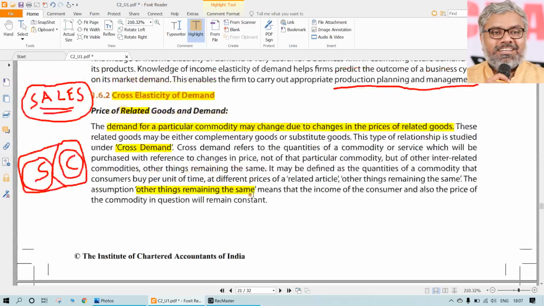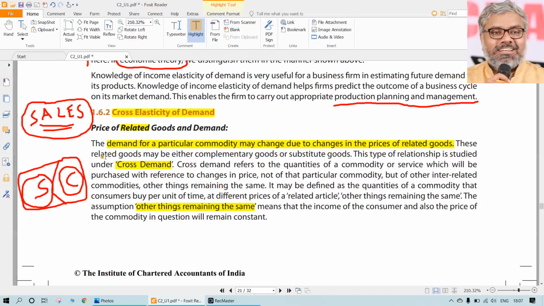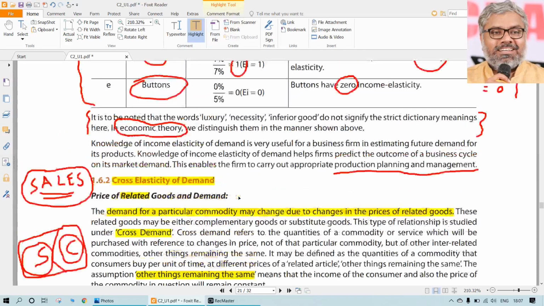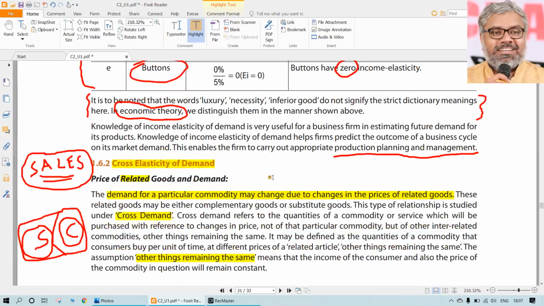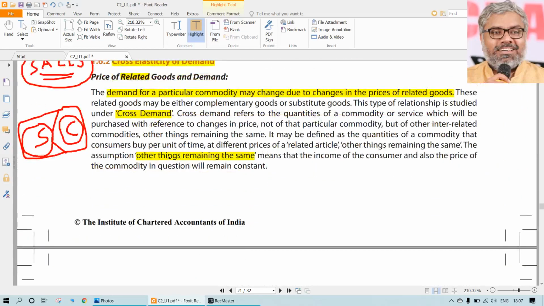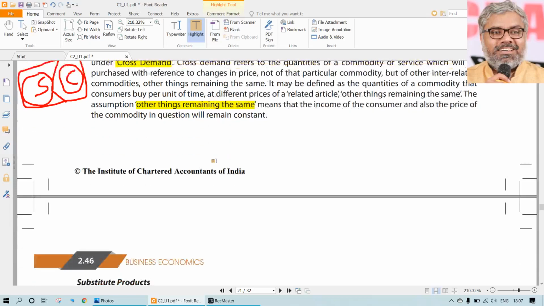That is always there. When you talk about price, only price changes, all other things remain the same. When you talk about income, only income changes, all other things remain constant. When you talk about cross elasticity, only the price of the related commodity changes, all other things remain constant. So whenever we are calculating the relationship of one factor with the demand, that factor only changes, all other things remain constant. That logic is always there.